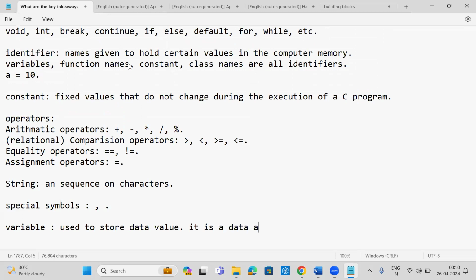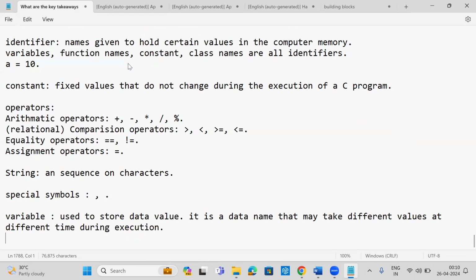It is a data name that may take different values at different times during execution. So when you assign a value to a variable initially, it will have some value, right? But it can change. You can change it if there is any need or necessity or any operation. The value of this variable will change. That's why it's known as a variable. Okay, it does not hold a fixed value. You operate on that variable, and if the value has to change, it will change. Okay.